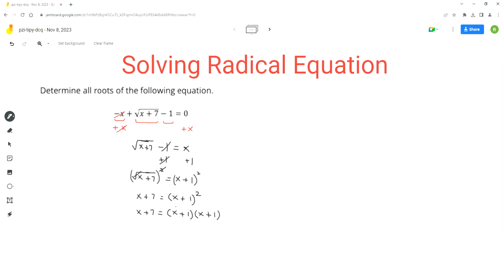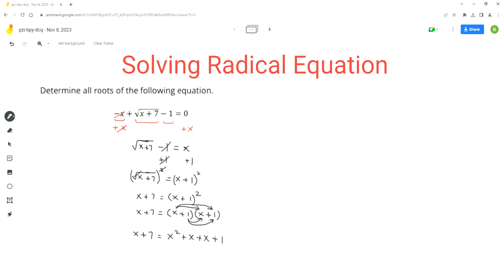Now we can do the distribution on the right side by doing FOIL. So we distribute the parentheses. So we get x plus 7 equals, so we do x times x, which is x squared. Then we do x times 1, which is x. And then we do 1 times x, which is x. And then 1 times 1, which is 1. So this is the result of this distribution on the right side of the equation.